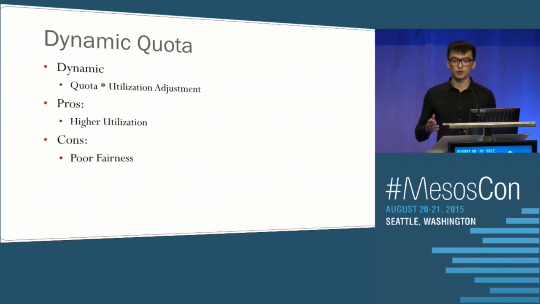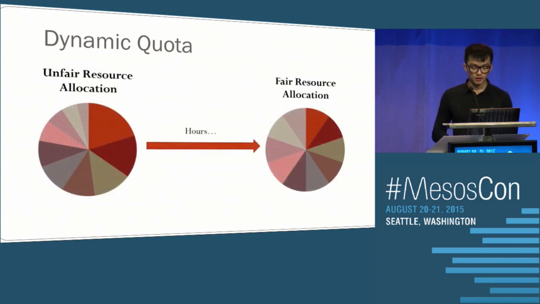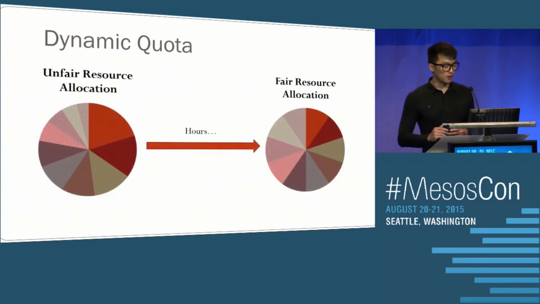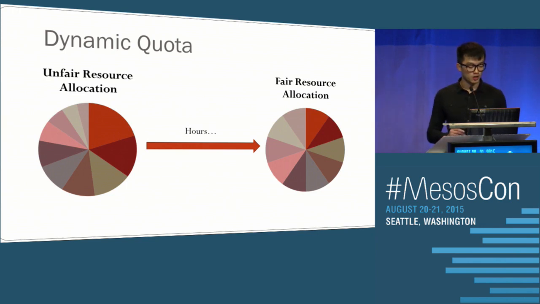However, this approach also brings another problem, which is poor fairness. Let's take it like this. Basically, if you think about this, at first the cluster utilization is low, and the first couple of users can grab much more quota to run their job. And as users come in, the utilization increases, and the later users basically get less quota. So we end up in the unfair resource allocation on the left side. And what we really want is the fair resource allocation on the right side.